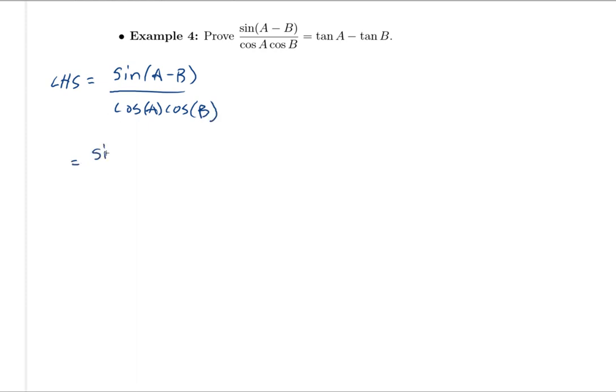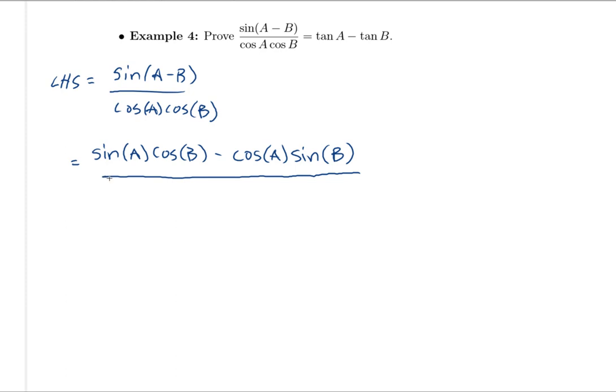So again, remember the rhyme: sine, cosine, cosine, sine. And then it's over cosine of A, cosine of B. All right. Now, in a situation where you have two different terms on top and just one on bottom, you can always separate that out.